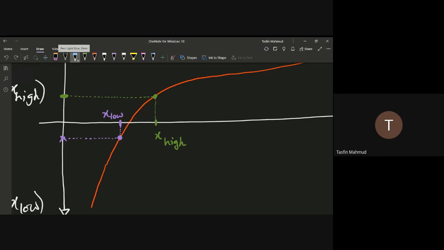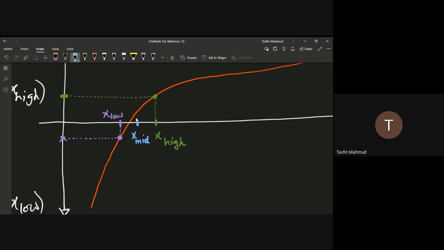Let's do it in blue. So now we will calculate the midpoint once again, and the midpoint will lie somewhere in between, right? So this is our new x mid, this blue colored one. We have calculated the x mid by dividing the sum of x low and x high by 2. Okay? This is actually called bisection. We are sectioning the interval into two equal parts.